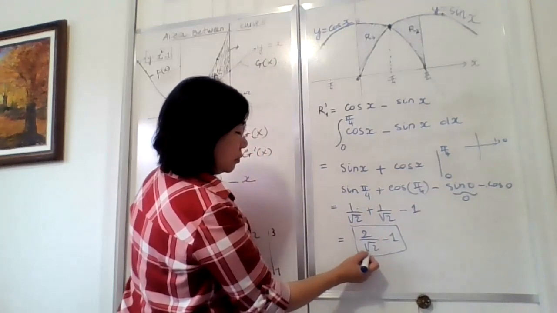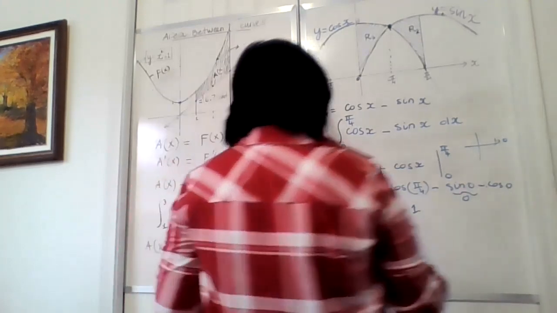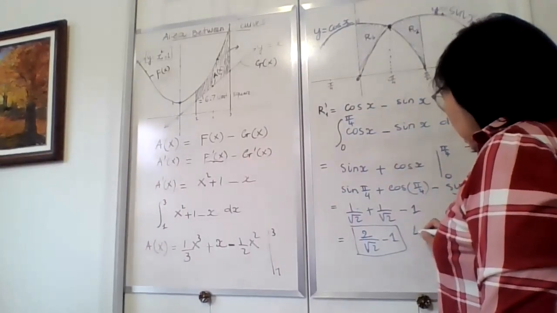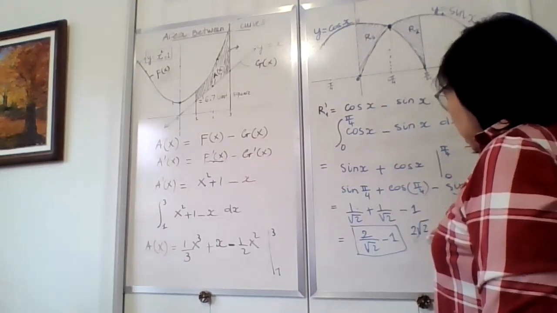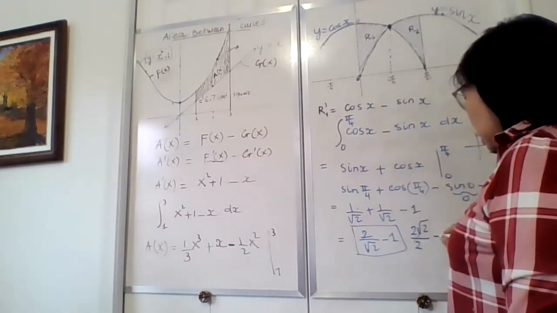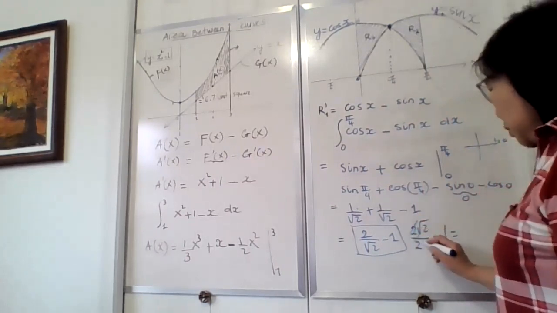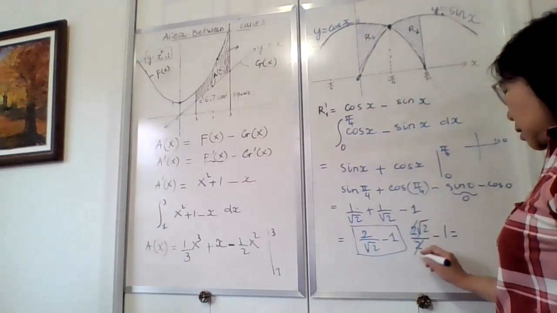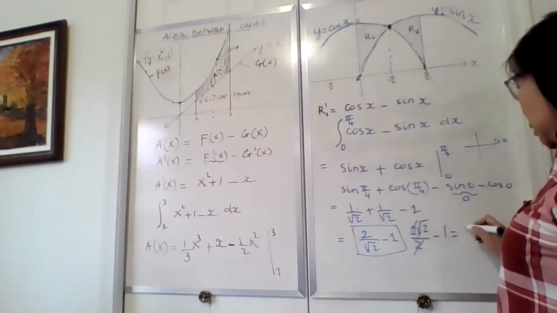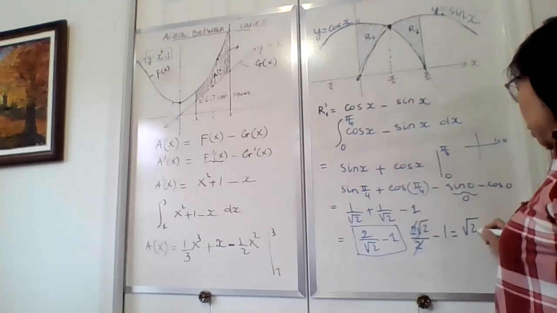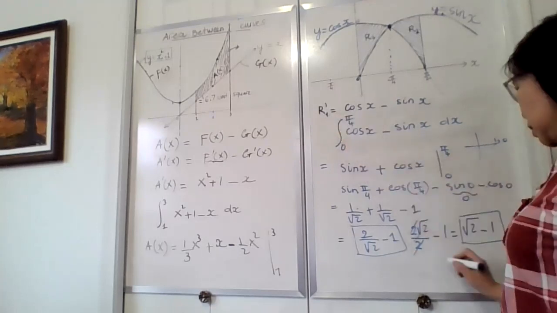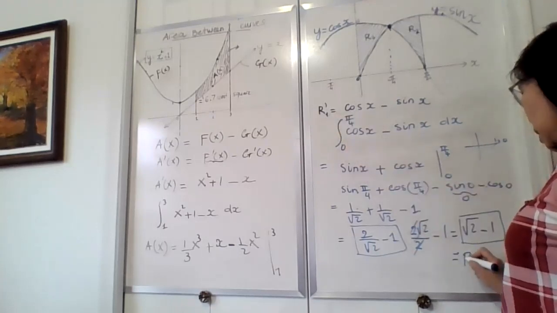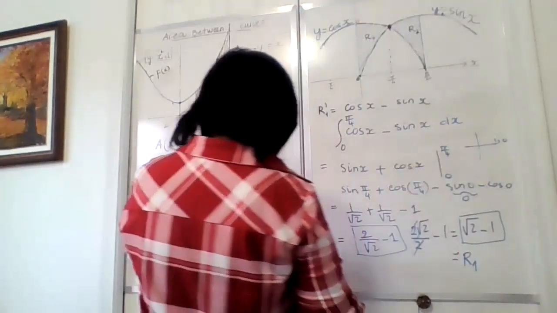Now, if we don't like the square root underneath here, we can rationalize it, and that will become 2 square root 2 underneath 2, minus 1. So the 2 here will cancel with this, and will give us the answer of square root 2 minus 1. And that is the area of the first region. So that equals R1. We found our R1.